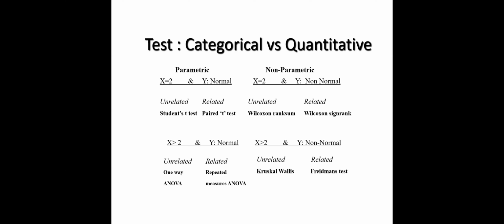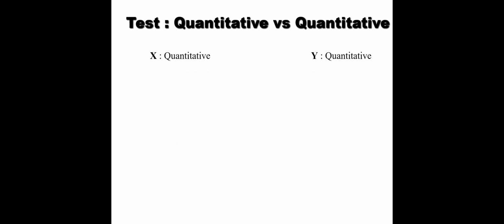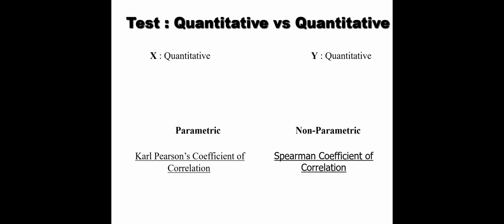We have more than 2 categories. The non-parametric counterpart is the Kruskal-Wallis test, whereas for repeated measures it is the Friedman test which is applied in this case. For quantitative parameters, quantitative means both are continuous variables. In this case, we generally apply the parametric Pearson correlation coefficient.